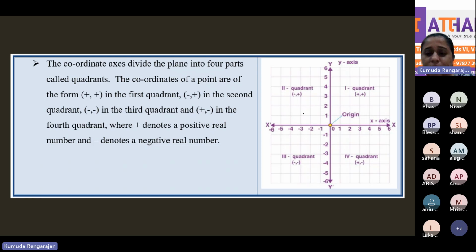If you mark this point, I'm talking about this point, which is A. I'm going to write its address. So this point is -3 on the x-axis, and this is -3. And this is 2 on the y-axis. So its address is -3, 2. -3 is the x-coordinate and 2 is the y-coordinate. This distance on the x-axis is the x-coordinate, and this distance on the y-axis is the y-coordinate.